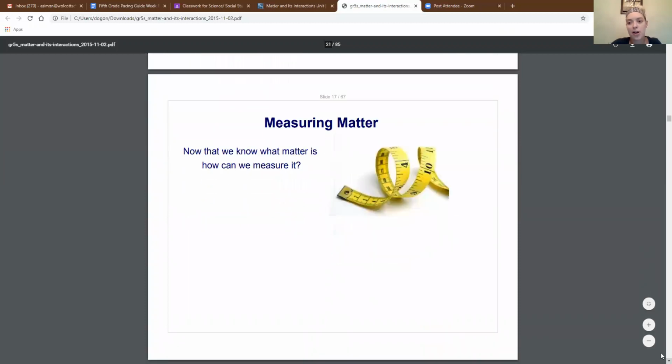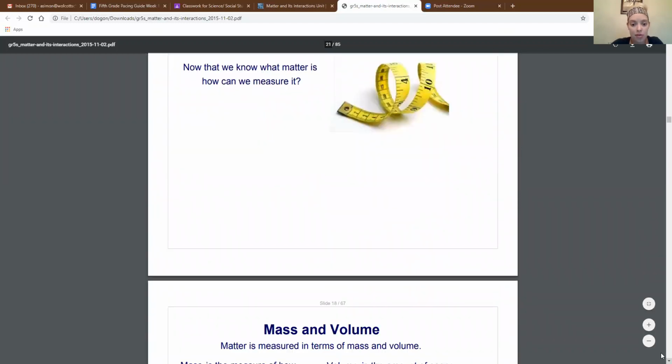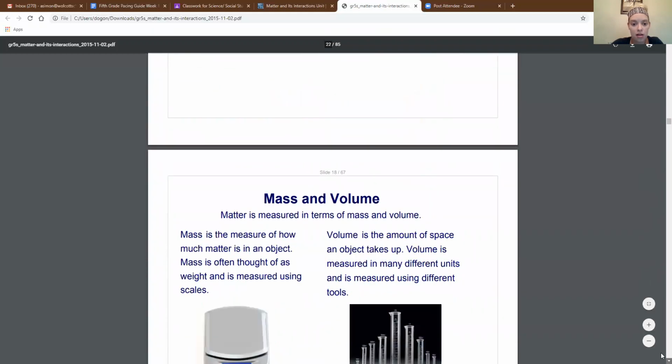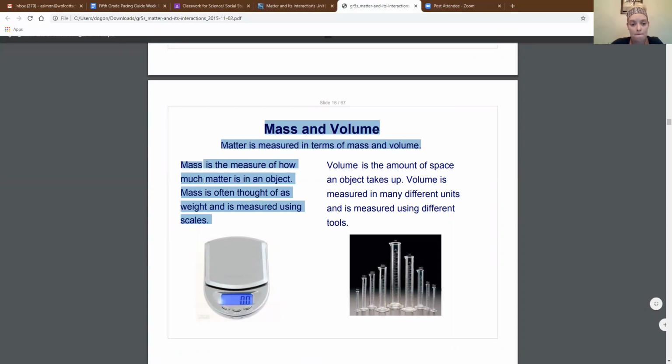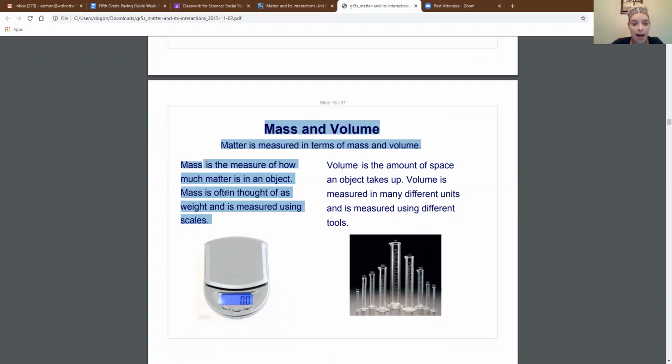All right, so now that we know what matter is, we need to figure out how we can measure it, okay? And there's two things that we use to measure matter: mass and volume, okay? Matter is measured in terms of mass and volume, okay? Mass is the measure of how much matter is in an object. Mass is often thought of as weight and is measured using a scale. Okay, so when we think of mass, we often think of weight and we use a scale.